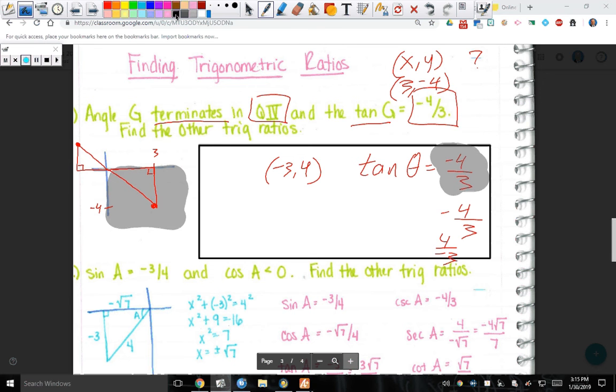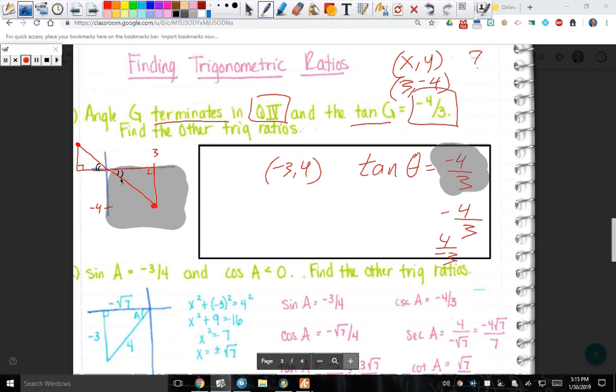Can you tell me if these angles are the same, yes or no? Yes, because they're vertical angles. They're vertical angles away from each other. They share the same vertex, okay? Now here's the thing.